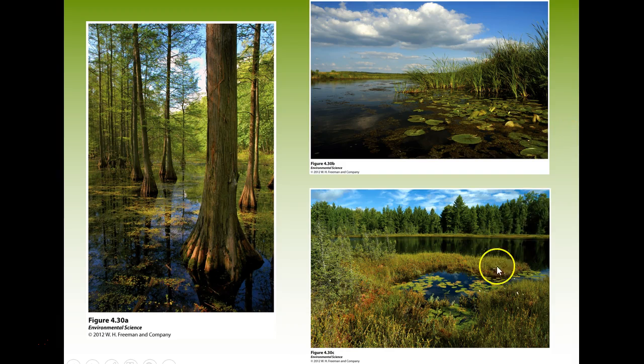The only difference between a bog and a marsh is that this soil is going to be more acidic and have a lot fewer nutrients than a marsh might. But why is there so much stuff growing here? Well, this is a niche. This is a place where organisms can survive.